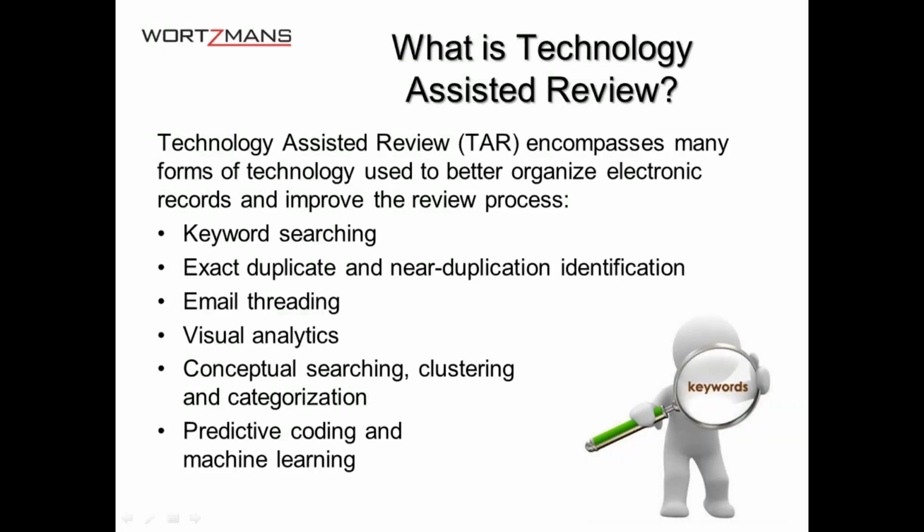the records that we're looking for faster. Other tools that are available to us now with review platforms that we use, litigation support tools, include exact duplicate and near deduplication identification, email threading, visual analytics, and you can see the list, conceptual clustering, predictive coding, and machine learning. So we're going to talk about all of those different tools.